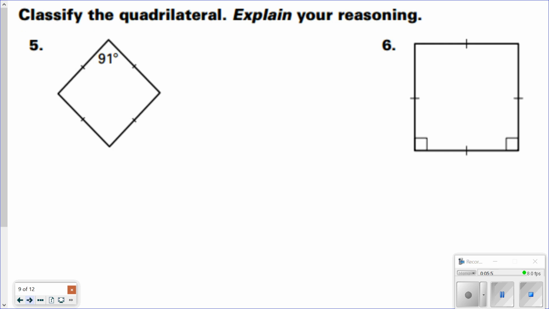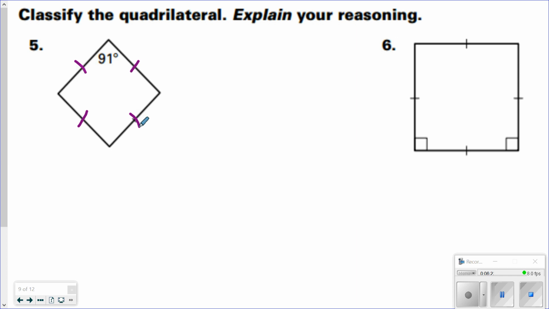Classify the quadrilateral and then explain our reasoning. So we want to know, is this a rhombus, is it a rectangle, or is it a square? So looking at number 5, we notice that our sides are congruent. So this gives us 2 options. It's either a rhombus or a square.